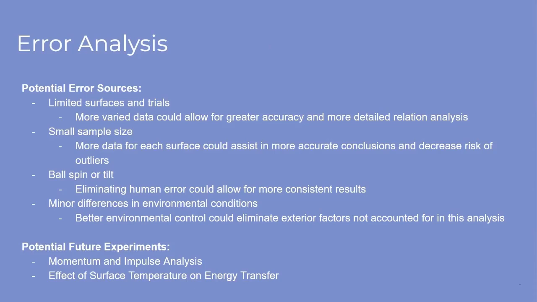Ball spin or tilt. We couldn't completely eliminate human error, but we did the best we could with what we had, and we did a fairly decent job. However, it was still possible for spin or tilt of the apparatus to play an effect in the measurement of the bounces, and obviously minor differences in environmental conditions.